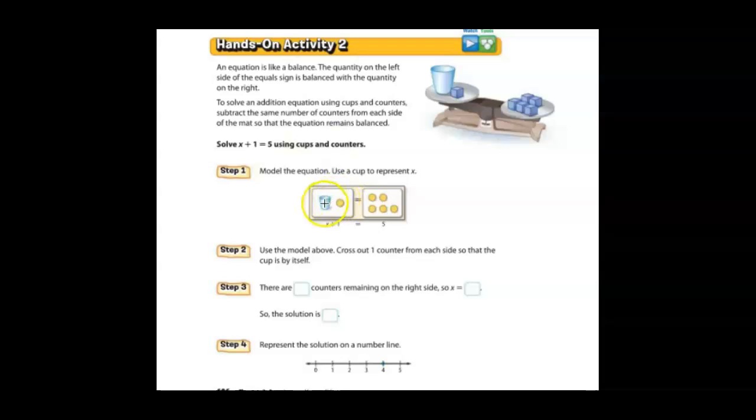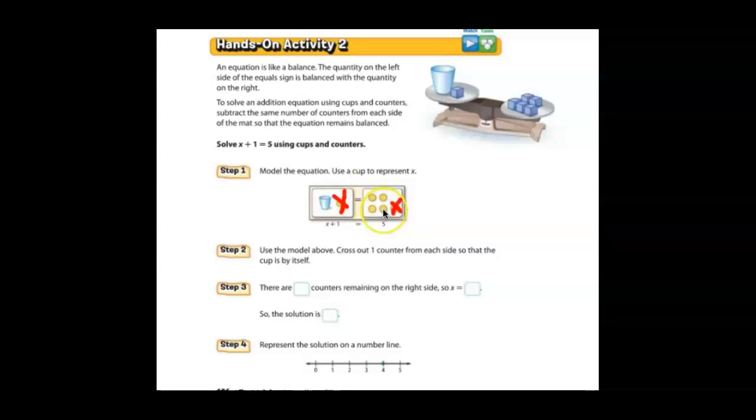So in this particular picture, a cup is representing the unknown amount, and they wrote that down here as an X. X plus 1 counter is equal to 5 counters. So X plus 1 equals 5. We want to get the X by itself and find out how much the X is equal to. So in order to do that, we're going to cross out 1 counter from the right and get rid of this counter on the left, so we only have the X remaining. So if we cross out 1 counter on each side, there are blank counters remaining on the right side, so X equals blank.